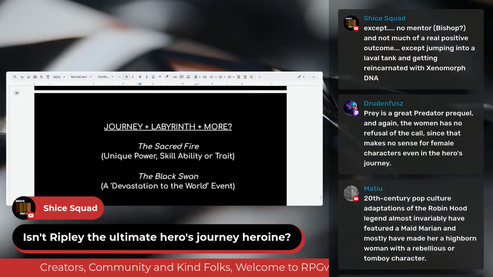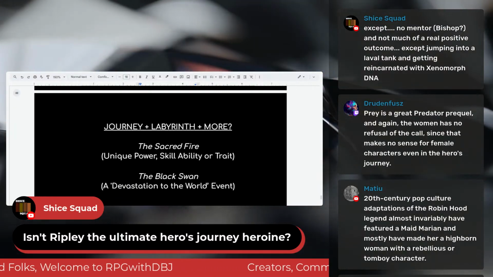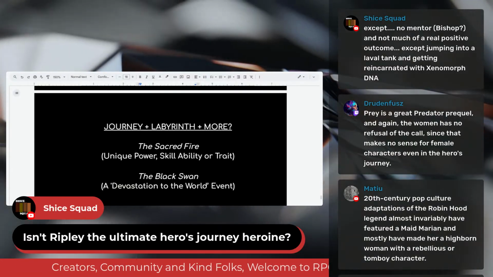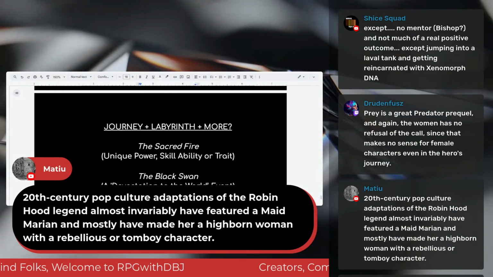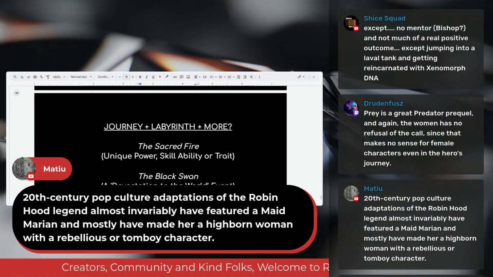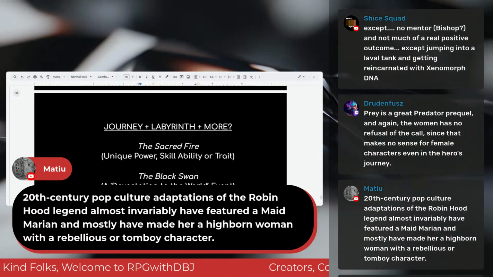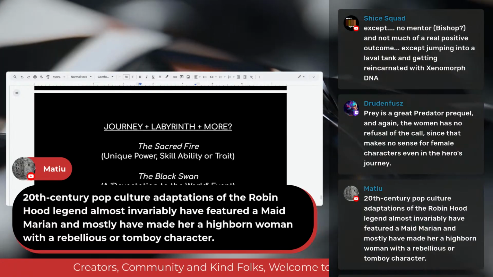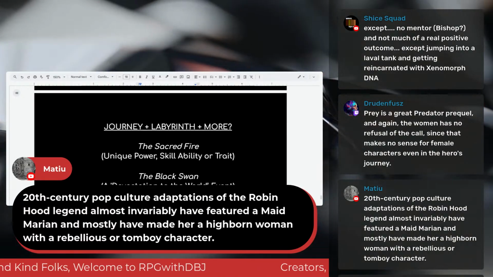Sarah Connor does that. Mateo says 20th century pop culture adaptations of the Robin Hood legend almost invariably have featured a Maid Marian, and mostly have made her a highborn woman with rebellious or tomboy character. No. Don't. You are absolutely correct, and it was the characterization of her character in that movie that I didn't appreciate. You made her a badass fighter in the movie.